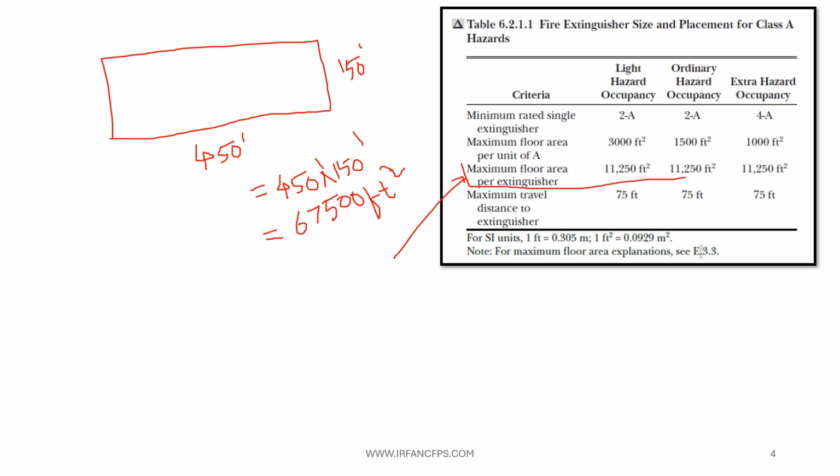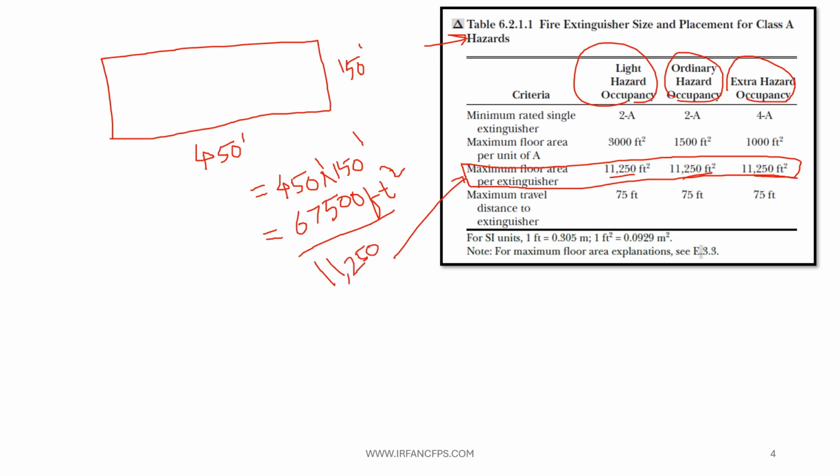So in order to calculate the number of extinguishers, I told you we need to consider this particular row from this table. Here, for light hazard, ordinary hazard or extra hazard occupancy, this needs to be considered. Now if you see here, our building area is 67,500. Now I am going to divide this by 11,250. Since for each hazard the limitation is 11,250, I am going to divide 67,500 by 11,250.